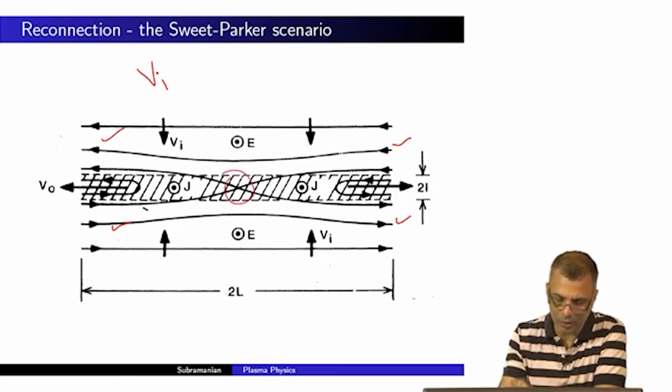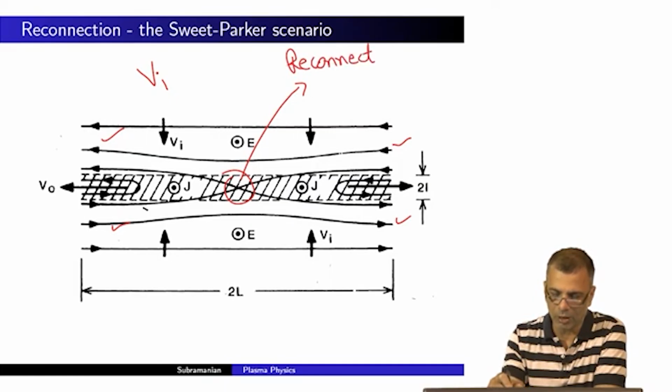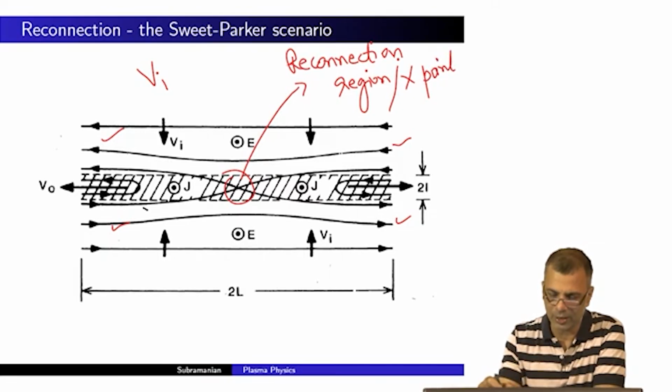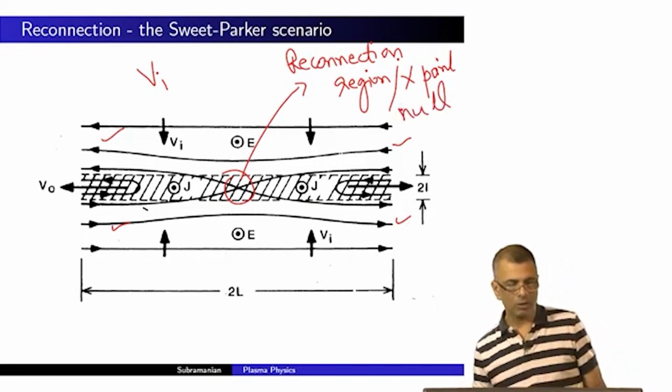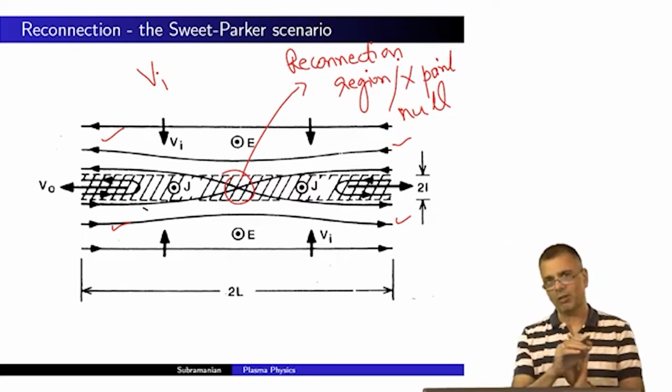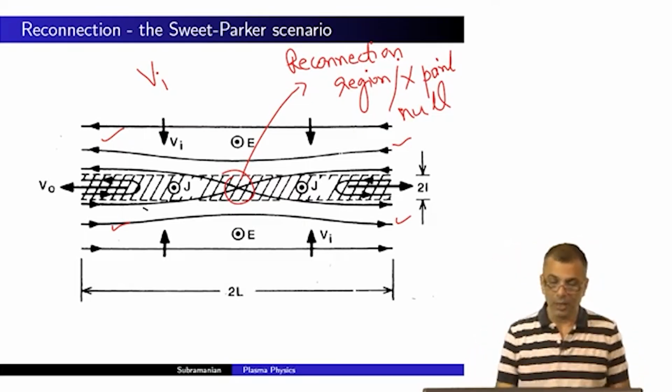And right here, this is the reconnection region, variously called the reconnection region, or often called the X point, for obvious reasons. You see, the magnetic field configuration looks like an X, or null point, and so on and so forth. It's in this small region that all the action happens.